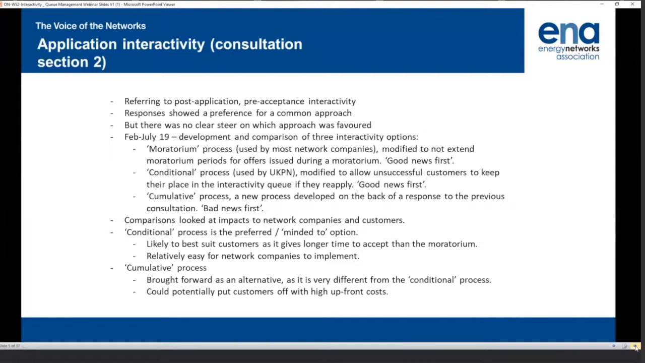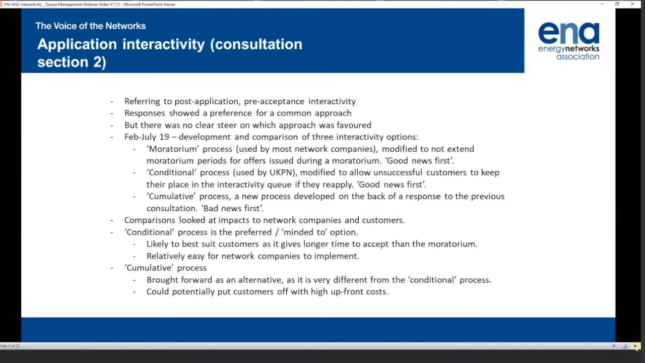Same is true of the next process, the conditional process, as we've called it, which is currently used by UKPN, UK Power Networks, which is also a good news first approach. So all the offers are issued in isolation of any other offers that are out there. So customers get the lowest cost offer first. With the UKPN process, it's called the conditional process because offers go out in strict queue order, and all offers that are issued are conditional on every offer before it either being accepted or not accepted. And I'll explain more about the conditional process shortly. I've got a few slides to run through that.